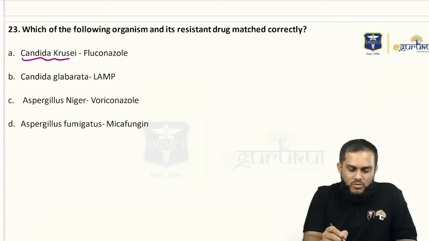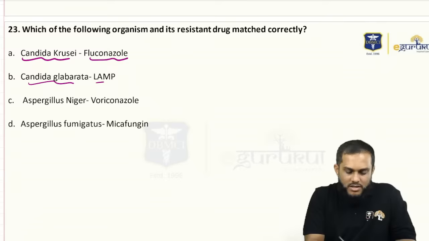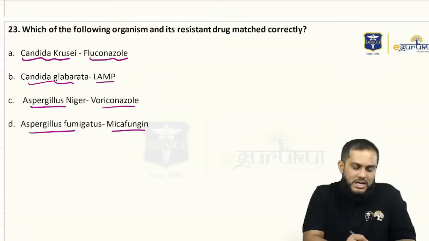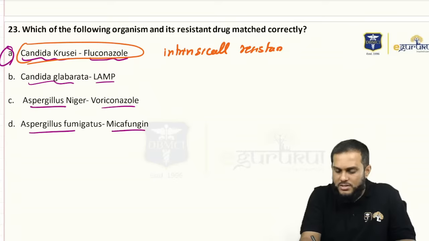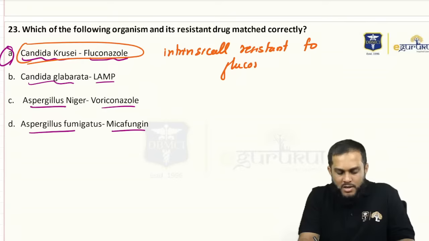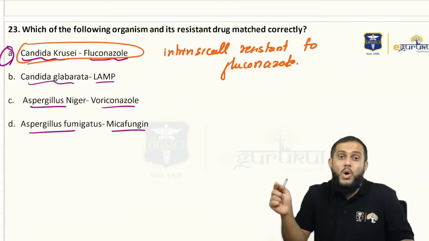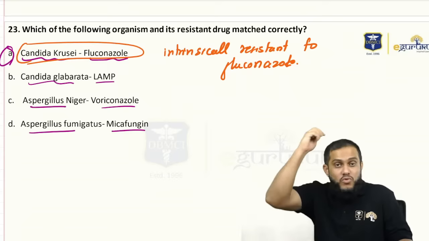Fluconazole. Candida glabrata, liposomal amphotericin B. Aspergillus niger, voriconazole. Aspergillus fumigatus, micafungin. The answer is A, right? Candida krusei, fluconazole. Why? Sir, Candida krusei is intrinsically resistant to fluconazole. Candida krusei is a drug-resistant Candida. The most drug-resistant Candida is Candida auris. After auris, the second drug-resistant Candida is Candida krusei, and Candida krusei is intrinsically resistant to fluconazole, means by birth, congenitally it is resistant to fluconazole. You can't use fluconazole for Candida krusei.